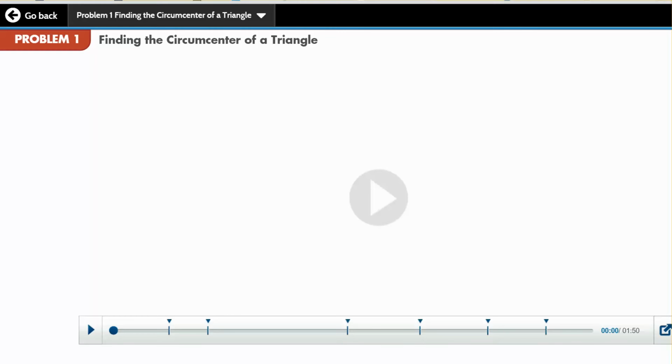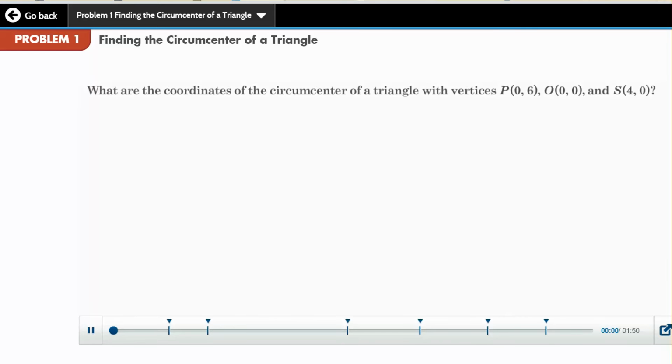The first example we're going to look at is finding the circumcenter of a triangle, and we're going to do that in the coordinate plane. And this module will take you through how to find the circumcenter of a triangle. In this problem, you will find the circumcenter of a triangle. What are the coordinates of the circumcenter of a triangle with vertices P at 0, 6, O at 0, 0, and S at 4, 0?